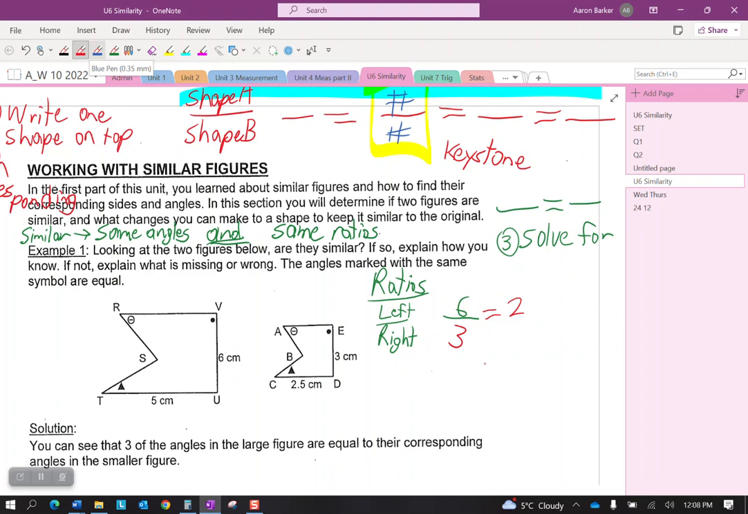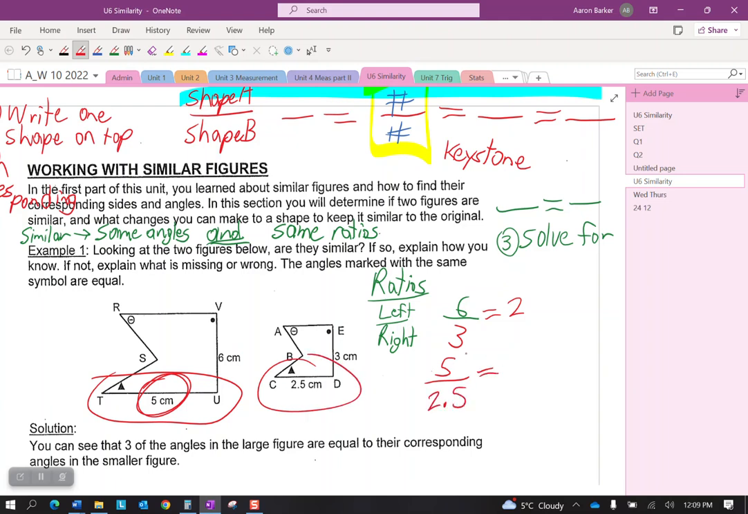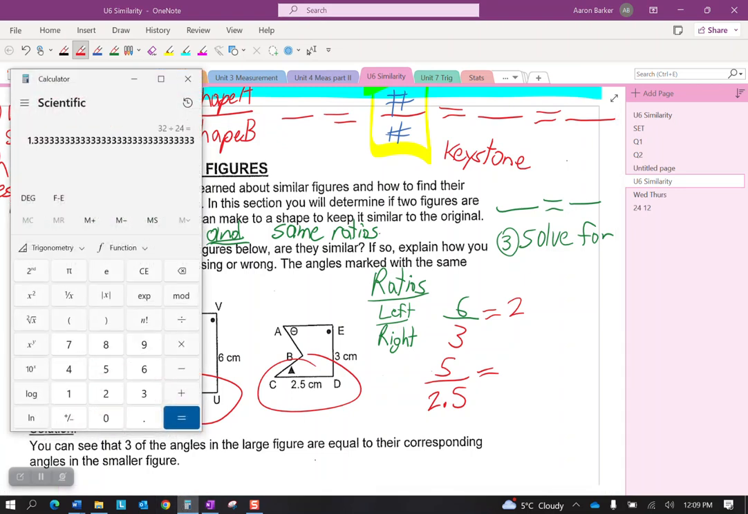Now you can also do the other ratio. So we got to check both, not just one, but all of them. So we're going to use the left shape dimension of 5. Which side matches up with 5? Looking at the sides. 2.5. That's a tougher one. We'll go to our calculator and divide them. 5 divided by 2.5 equals 2.